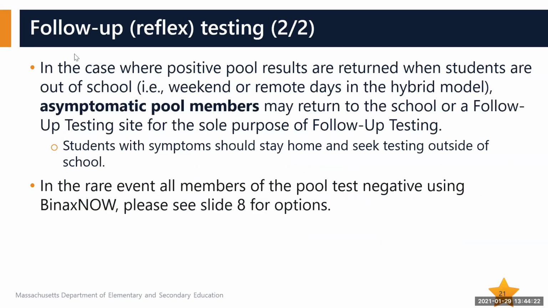So a little bit more about the follow-up testing. In cases where the positive results are returned when students are out of school, the asymptomatic members can return to school for follow-up testing at maybe a centralized site, a centralized location. And again, if anybody is symptomatic, they should not come in and they should actually seek testing outside of school. So asymptomatic pool members who are part of a positive pool could come back if they're not already coming into school. If you're in a hybrid model and these are the days when the students aren't in school, they can come back in for the purposes of receiving that follow-up testing.